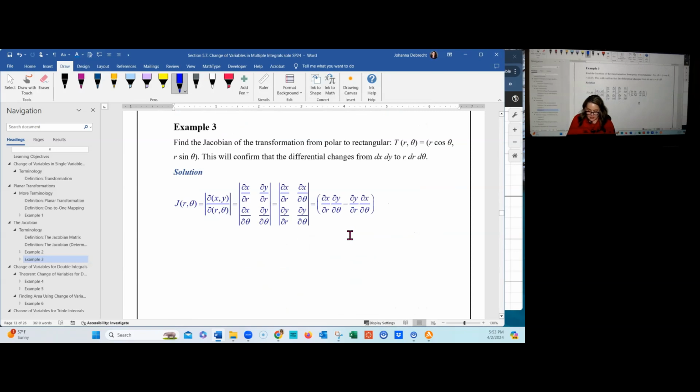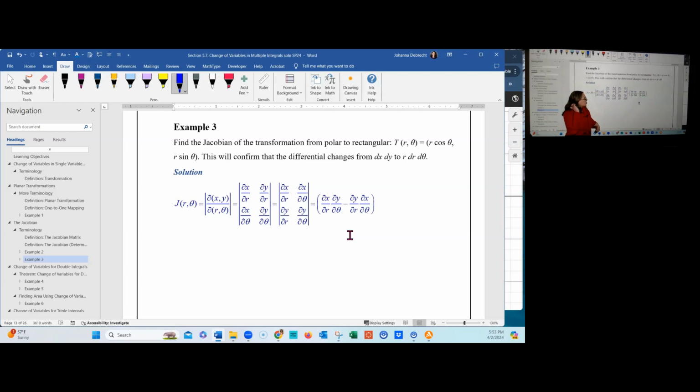All right. So the next thing we want to do is find the Jacobian of the polar transformation. This is the transformation that takes r, theta back to x and y. So we want to confirm that the differential dA, which is dx dy, becomes the polar differential r dr d theta. We want to see, where did that r come from? Why isn't it just dr d theta?